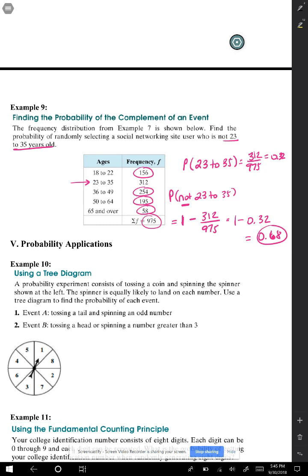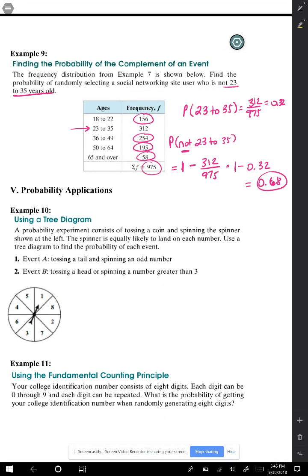And this will always work when you have 2 events, and one says, what's the probability that this will occur? And the second one says, what's the probability this will not occur? You can always do 1 minus the first event.